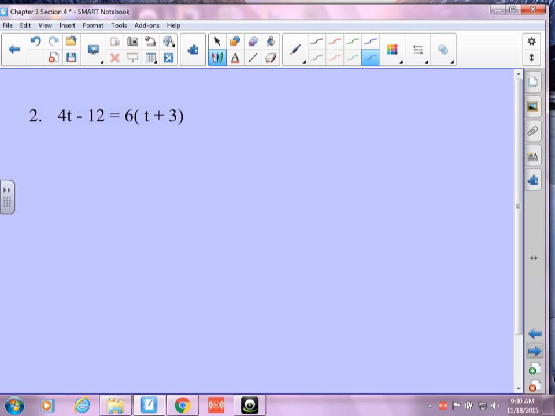Okay, so 6 times t is 6t, and I use a capitalized T. Otherwise it looks like a plus. What sign goes between them? Plus, because there's a plus in the parentheses, right? And then 6 times 3 is 18. If you have problems with that, make sure you do your arrows. All right? And then we put all the other stuff down.